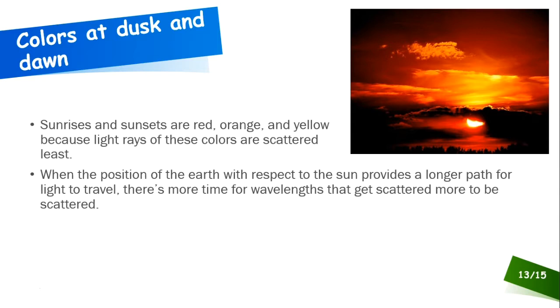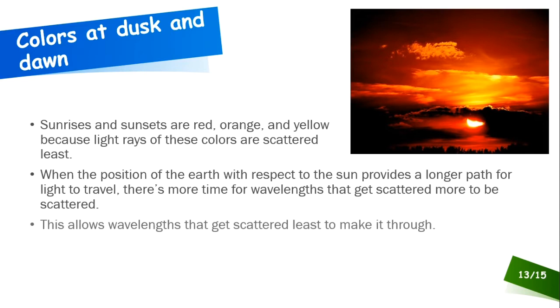And with a longer path, there's more time for the wavelengths that get scattered to be more scattered. So the ones that are scattered the most towards the violet end of the spectrum get scattered even more, to where we don't really pick them up as much. And the ones that are scattered the least on the red end of the spectrum aren't as scattered, and so they get picked up. This is what lets those wavelengths of light make it through. That's why we see the colors at sunrise and sunset predominate as red, orange, and yellow.